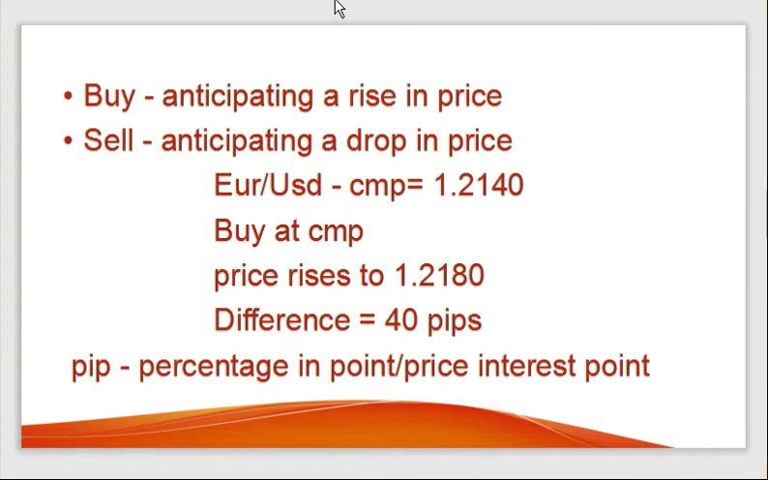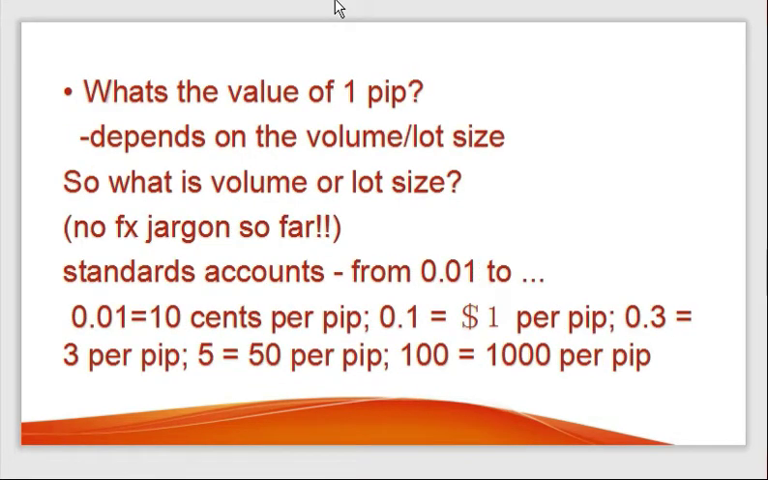Let us say you are a buyer at the current market price, that is 1.2140, and then price rises to 1.2180, right? The difference between these two numbers, as you can see, is 40. But in the Forex market, we call it pips. So in this example, it's 40 pips. So what is a pip? A pip is a percentage in point or a price interest point. All right. So this gets us to our next question.